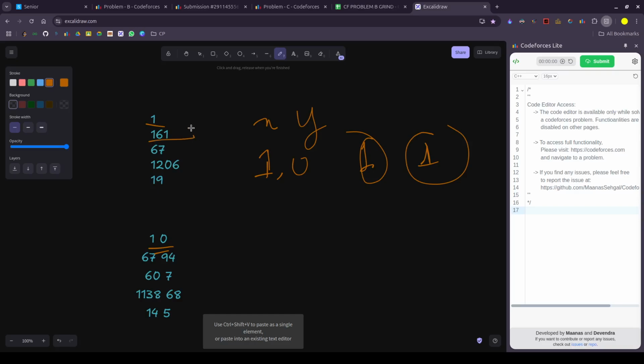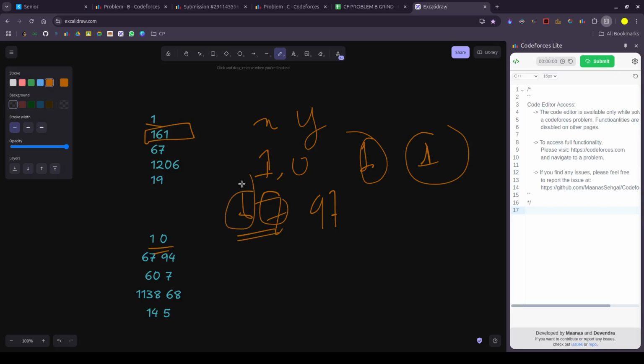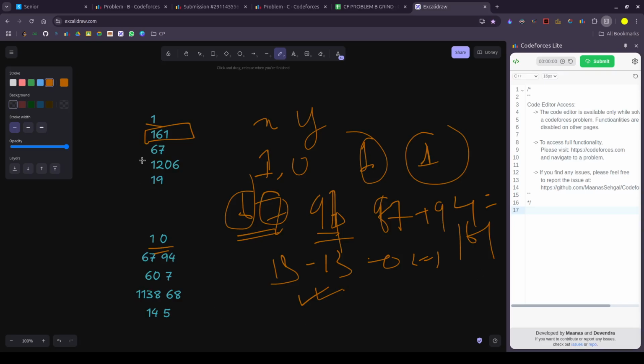The next is 161. If we split it into 67 and 94, the summation of digits of these two is what? 7 and 6 is 13, and 9 and 4 is 13. So the difference between them is 0, which is less than or equal to 1. This is also a possible answer. And 67 plus 94 equals 161.